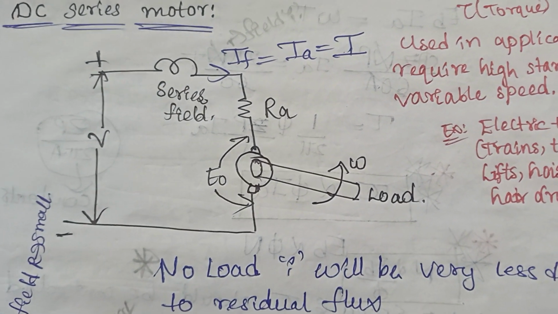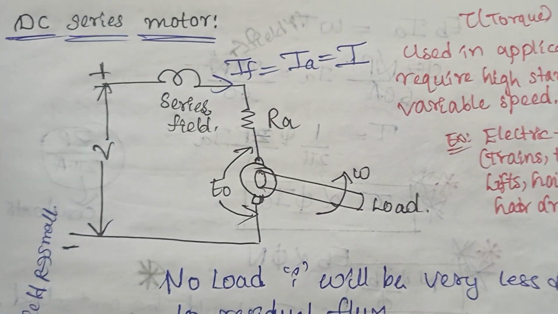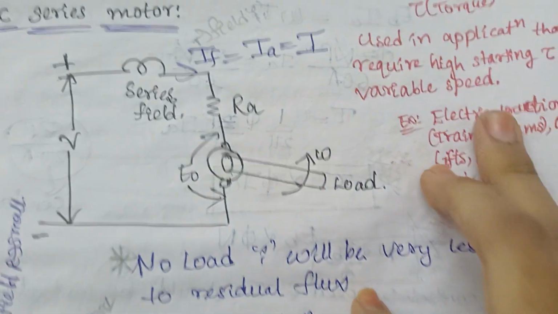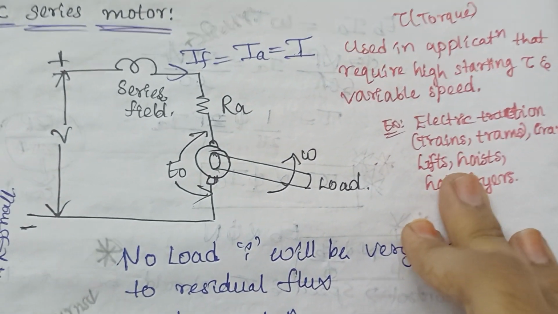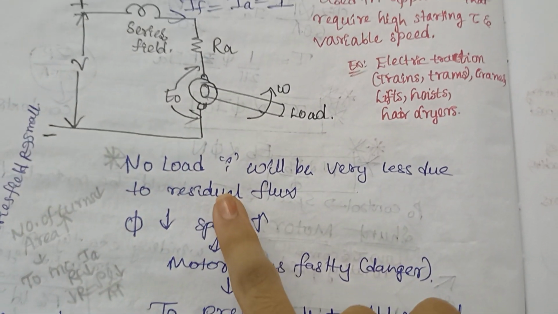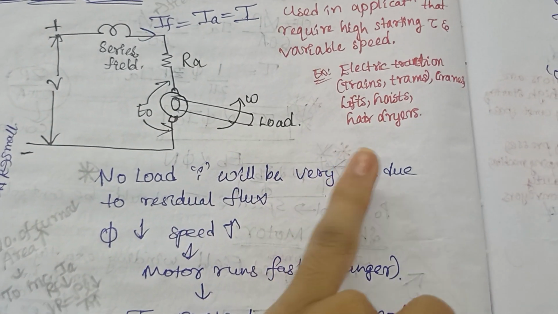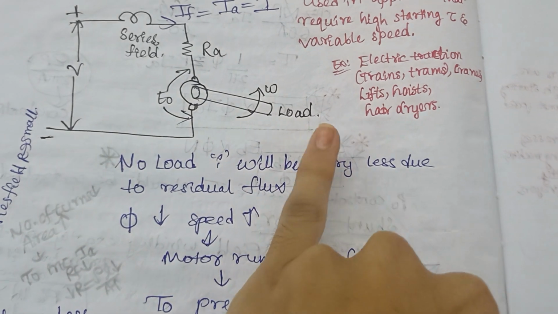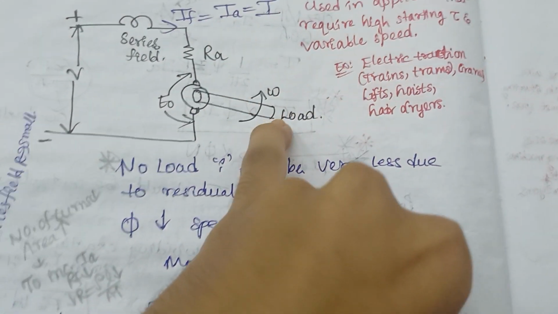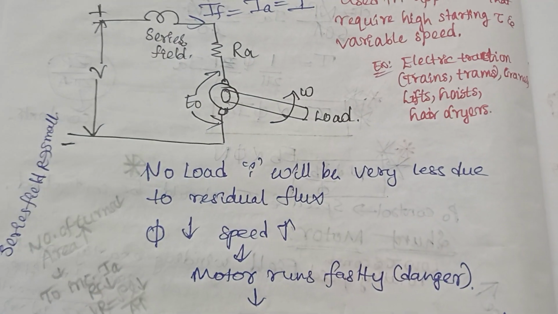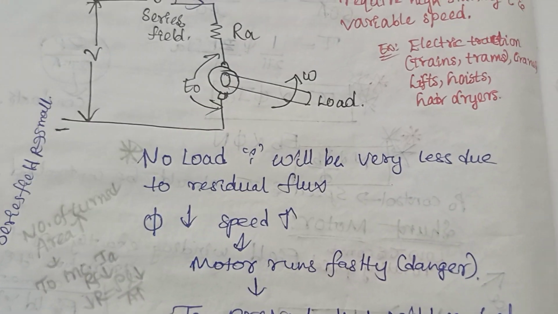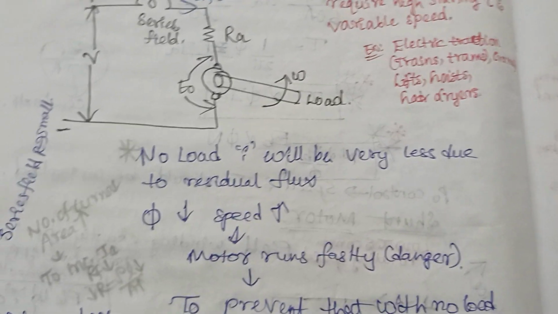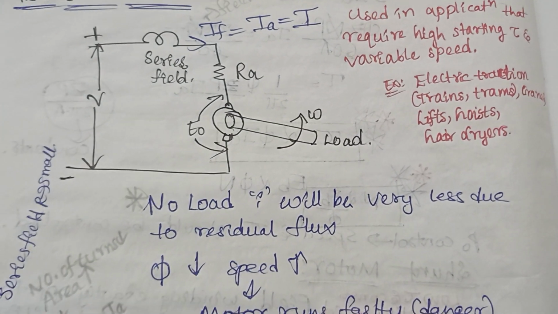Here we have a lot of points to discuss, and at last we'll come to know about its applications. Firstly, when there is no load, the current will be very less due to the residual flux, right? So whenever there is no load connected, your current will be very less. What I wanted to say is, your DC series motor cannot be started without load. There must be a load connected to it.